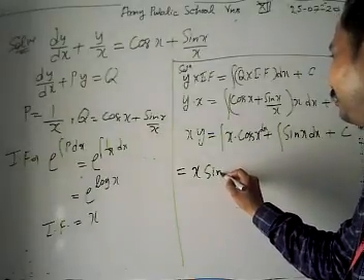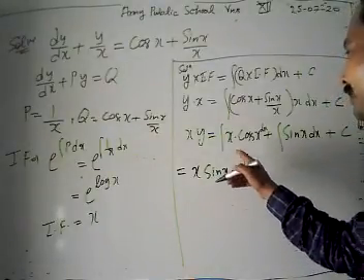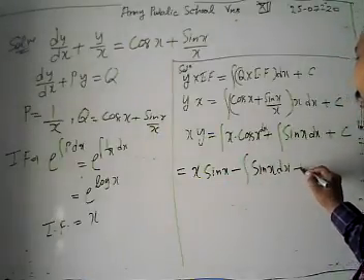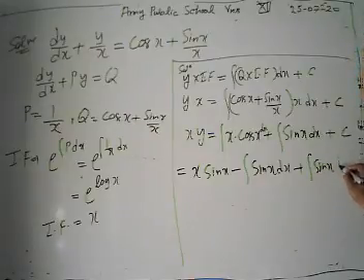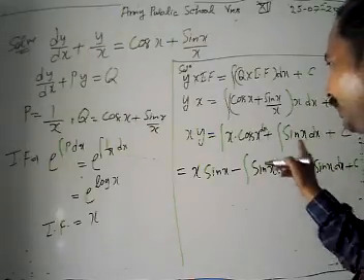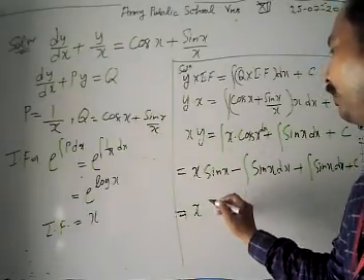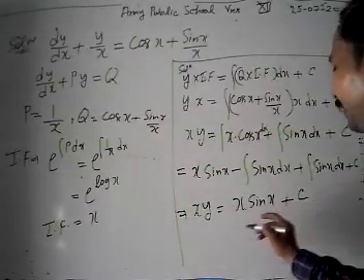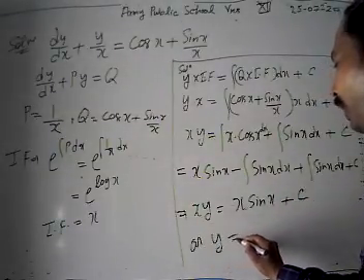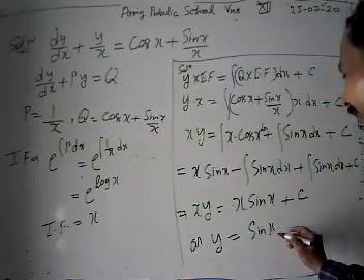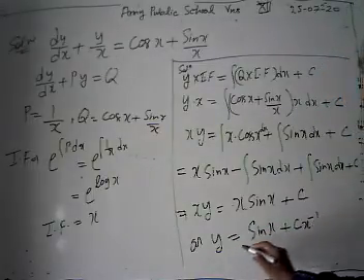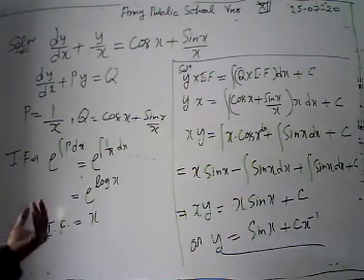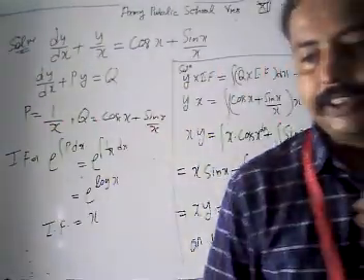Then it is x sin x minus the integration of 1 into the integration of cos x, which is sin x, dx. Here we have this integration of sin x dx plus c. These terms cancel out. Finally we have x into y equals x sin x plus c, or it can also be written, dividing by x, as y equals sin x plus c x to the power minus 1. This is our required solution of the linear differential equation.